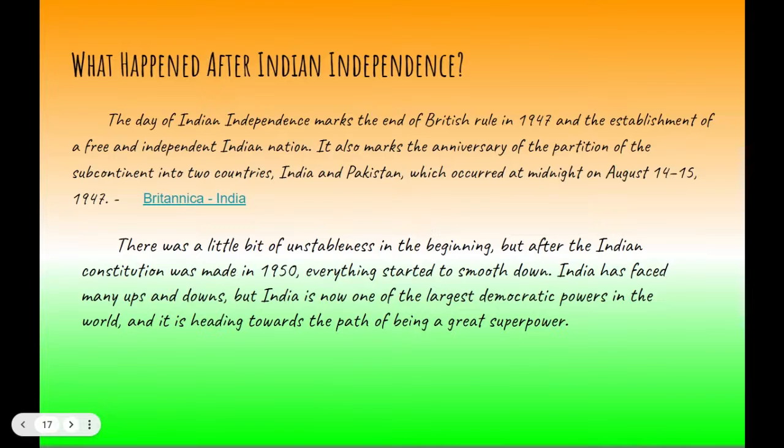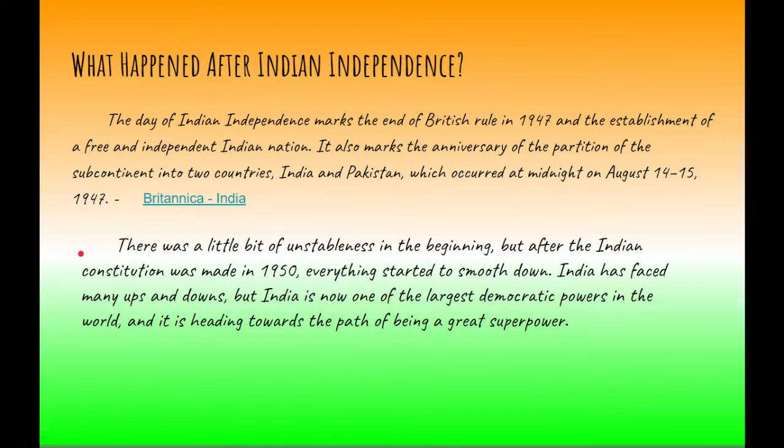So what happened after Indian independence? The day of Indian independence marks the end of the British rule in 1947 and the establishment of a free and independent Indian nation. It also marks the anniversary of the division of the subcontinent into two countries, India and Pakistan, which occurred at midnight on August 14th to 15th, 1947. So I got that from Britannica, India.